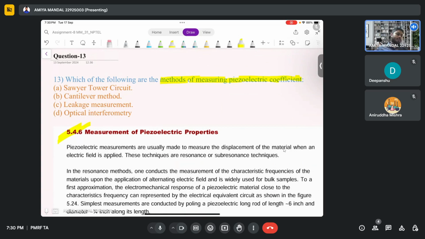Like cantilever. Sawyer-Tower circuit is mainly a measurement of field, so this is not correct. The Sawyer-Tower circuit is not correct. This is correct: the cantilever method and the optical interferometry method. So these two are correct. Leakage is not correct.